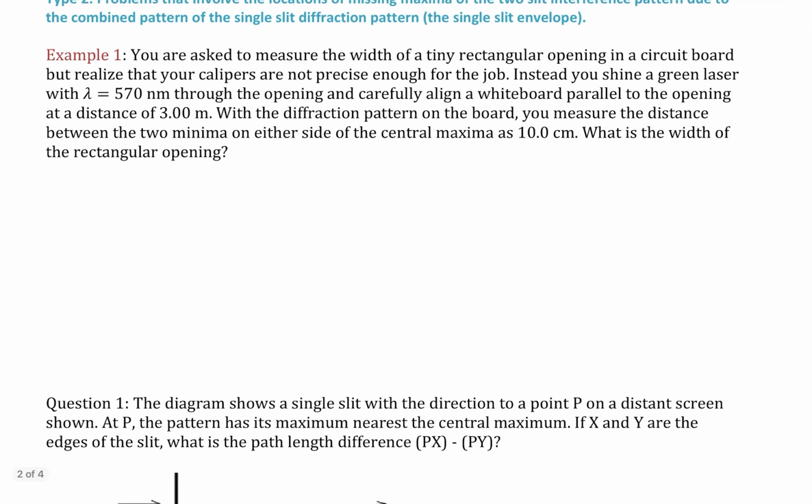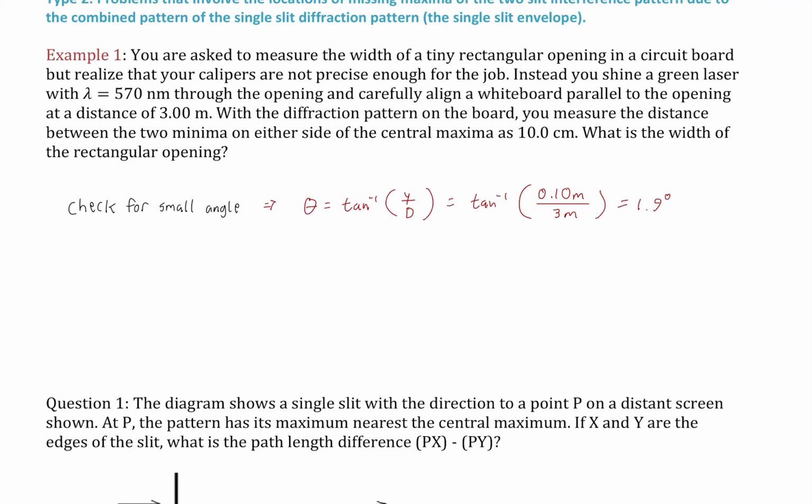You were asked to measure the width of a tiny rectangular opening in a circuit board, but realize that your calipers are not precise enough for the job. So how do you do it? Instead, you shine a green laser with a wavelength of 570 nanometers through the opening and carefully align a whiteboard parallel to the opening at a distance of 3 meters. With the diffraction pattern on the board, you measure the distance between the two minima on either side of the central maxima as 10 centimeters. What is the width of the rectangular opening? This is a really clever way to measure small things and quite accurate.